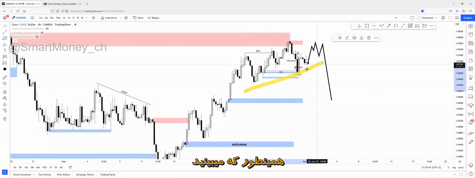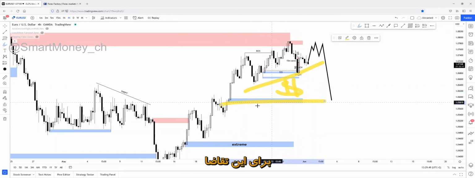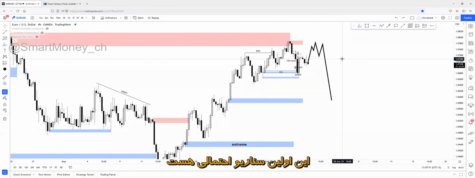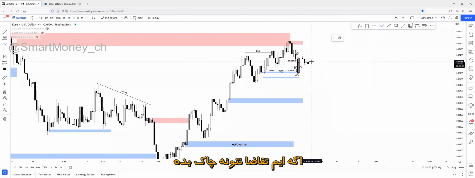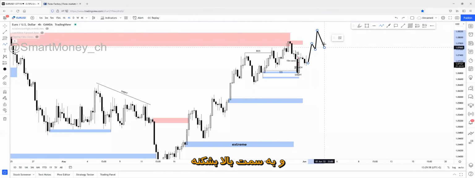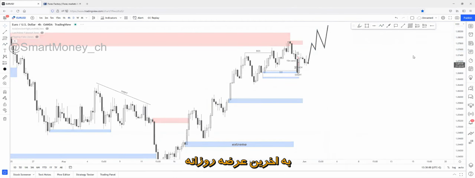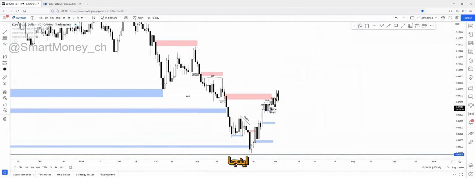Because price built up more liquidity here, as you can see, built up for this demand zone right here. This is the first possible scenario. If this supply zone can't change character here, it will break above this supply zone, and the continuation will happen to the upside to the next recent daily supply zone right here. This is a 4-hour supply zone.